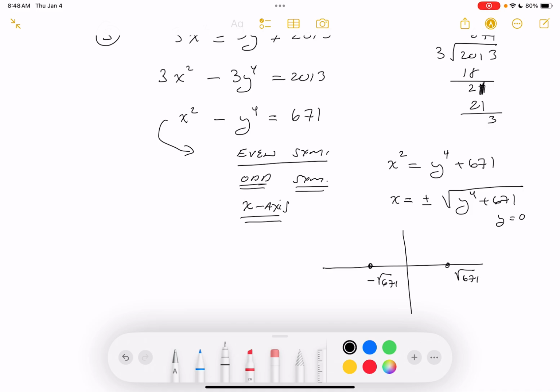I know it has x-axis symmetry. I know it has y-axis symmetry and origin symmetry. So I can do something like this over here. And again, I'm not saying it's terribly accurate.